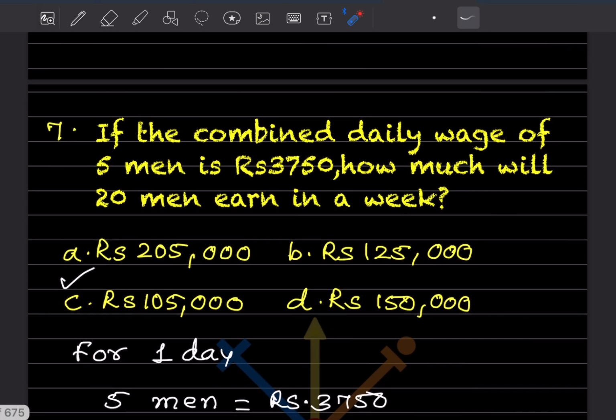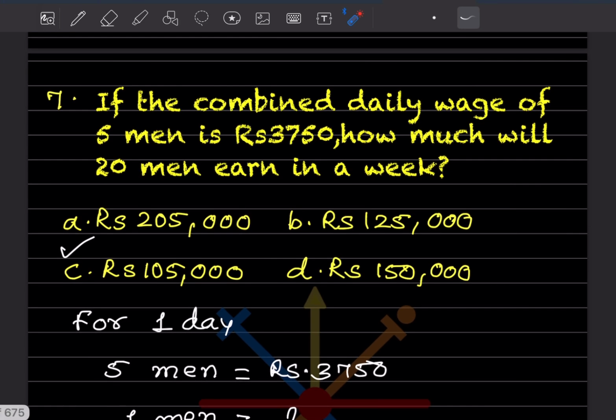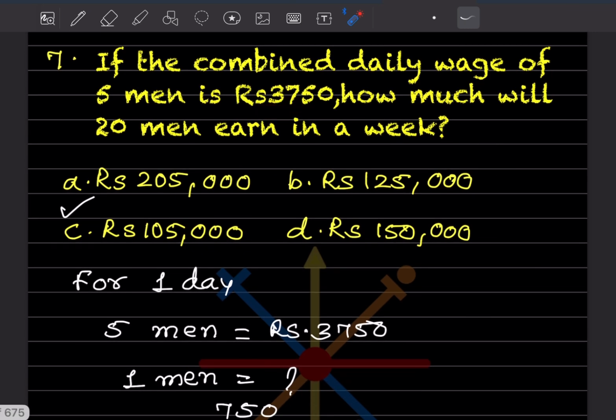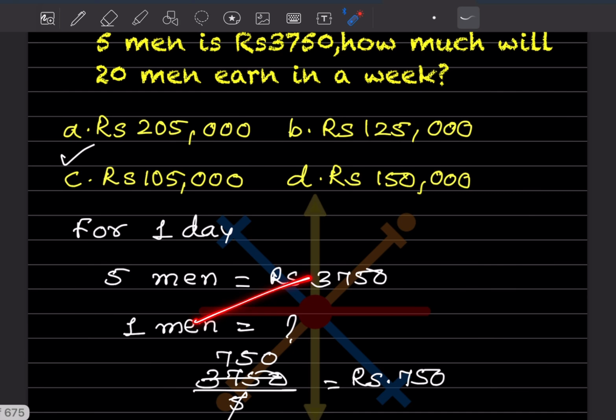If the combined daily wage of 5 men is rupees 3750, how much will 20 men earn in a week? So for 1 day, first, this is daily wage, meaning for 1 day. In a week means 7 days. So first for 1 day, 5 men get the wages of 3,750.